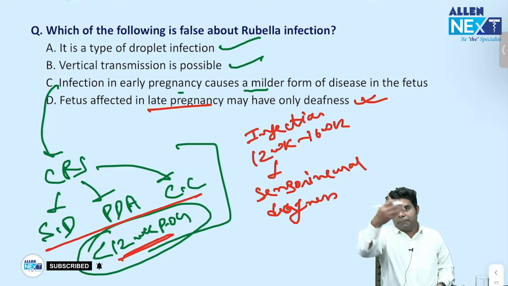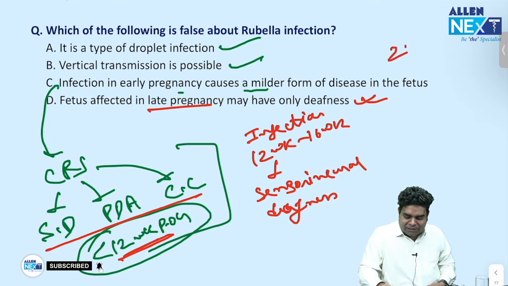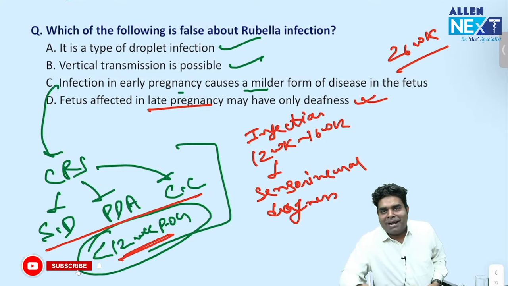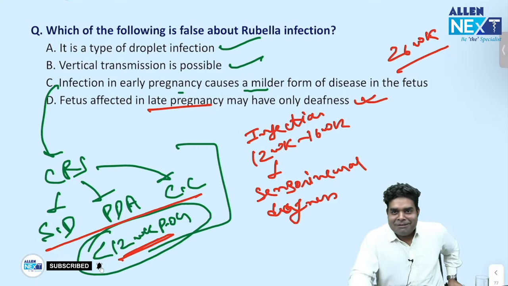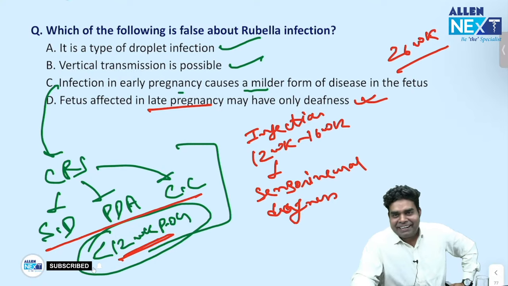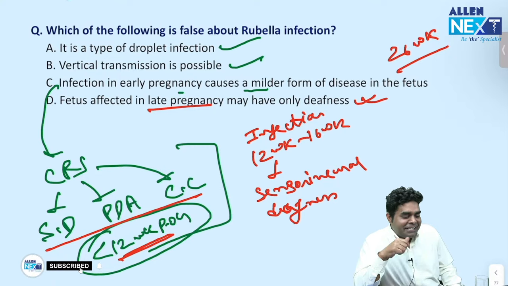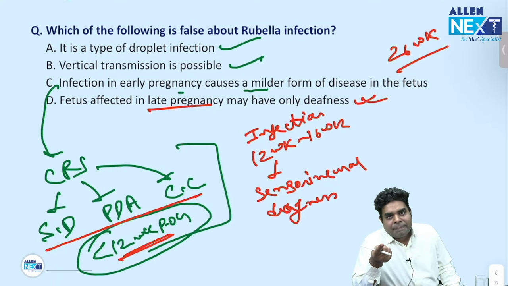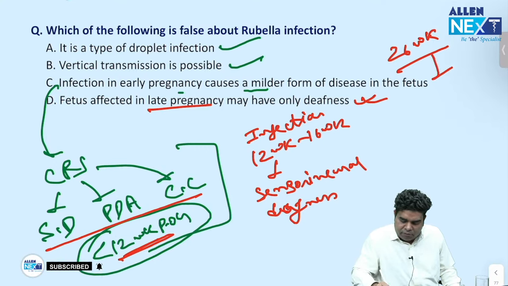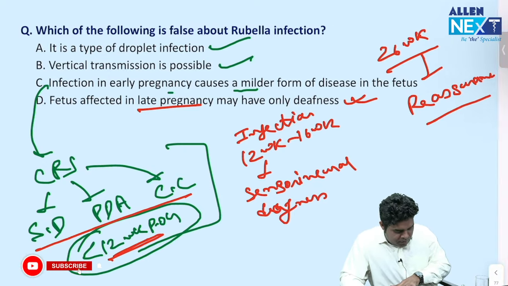But suppose I am a mother and I came with my child to you at 26 weeks with rubella infection, which I acquired from my husband, Saif Ali, remember? He used to go to some other woman and infected me. So at 26 weeks, I am coming with rubella. What advice will you give me as a doctor? You will give the advice of reassurance. Go and have more fun. No, nothing to worry, because after 16 weeks, no problem.